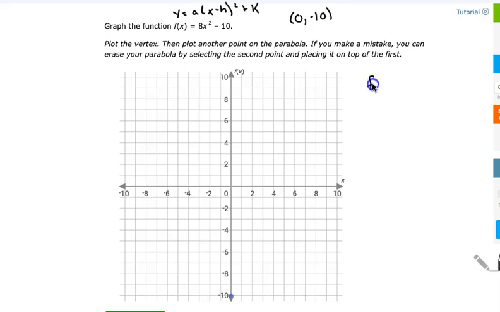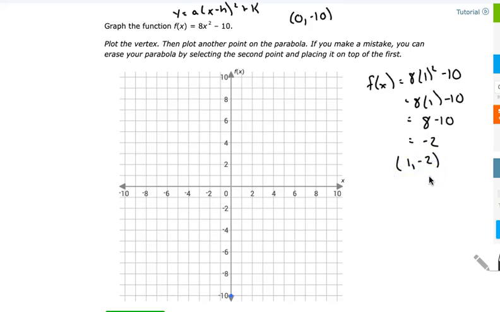So that says f of x equals 8 times 1 squared minus 10. Always exponents first. 1 squared is 1 times 1, which is 1, minus 10. Multiplication before subtraction, so 8 times 1 is 8, and then we subtract the 10, and 8 subtract 10 is negative 2.